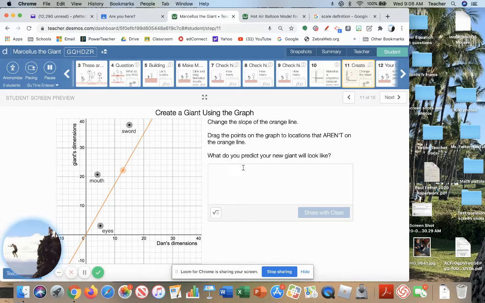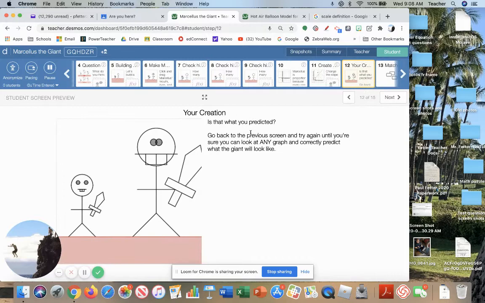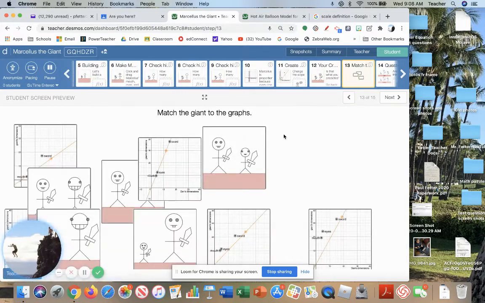Okay, so I'm predicting that the sword and the mouth will be bigger and the eyes will be closer together. And that's what I got here. Okay, that's the giant that I created, and it is what I predicted. All right, okay, 13, we're doing a matchup here.